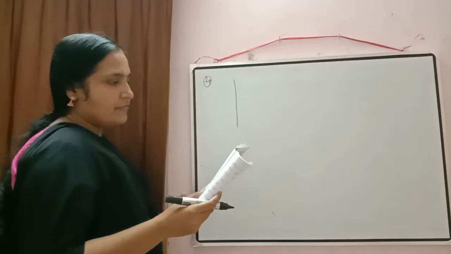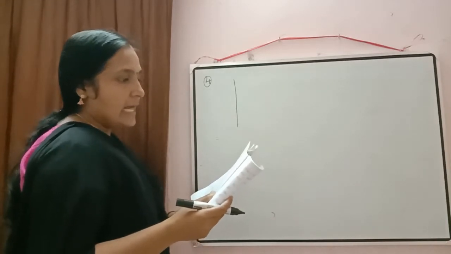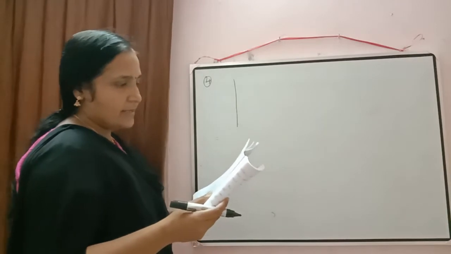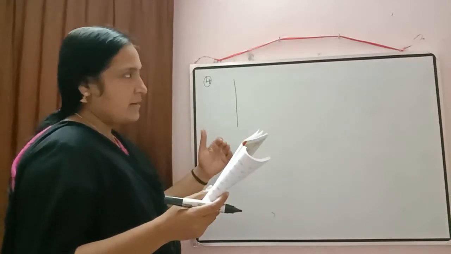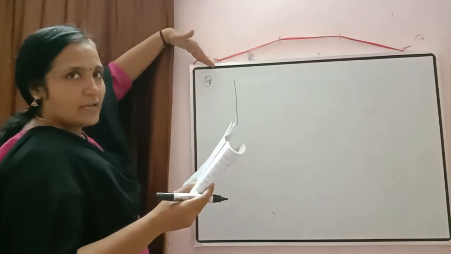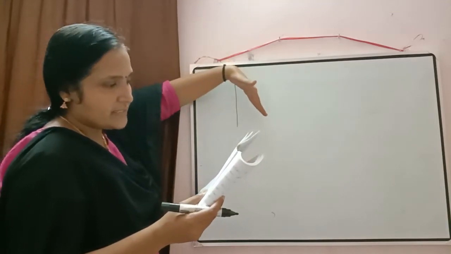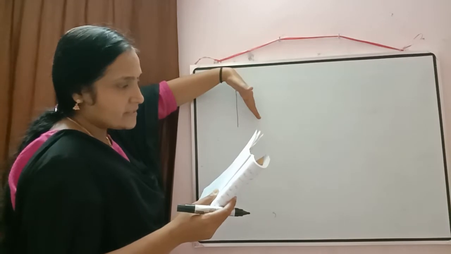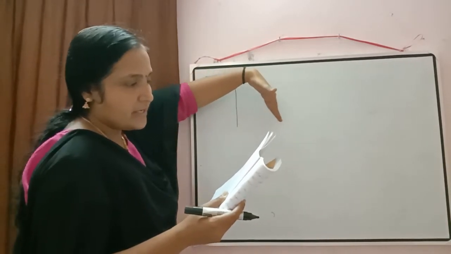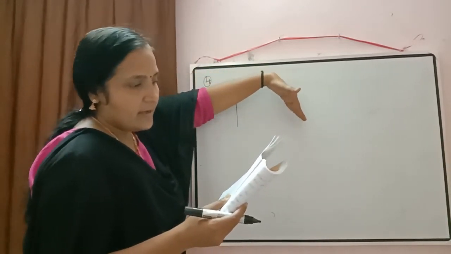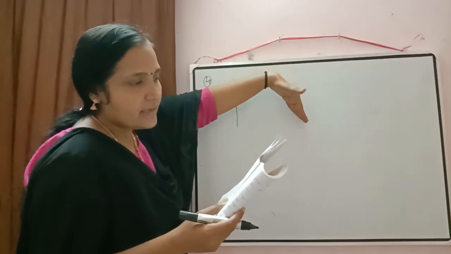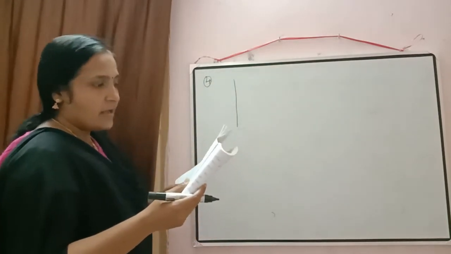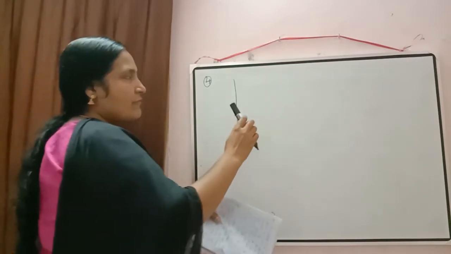The shadow of a vertical tower on level ground increases by 10 meter when the altitude of the sun. So the shadow will come according to the position of the sun. So it is given that when the altitude of the sun changes from 45 degree to 30 degree, the length of the shadow increases by 10 meters. So first, when the altitude is 45 degrees.